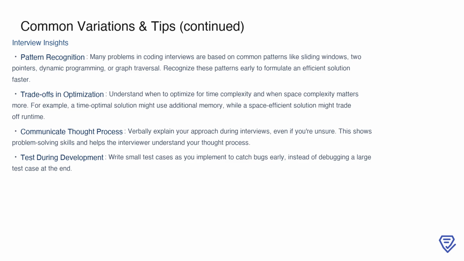It's also important to weigh trade-offs between time and space complexity. For example, some problems allow you to reduce runtime by using additional memory, while others might require optimizing for space efficiency even at the cost of a slightly slower runtime. During interviews, communicating your thought process is just as important as solving the problem itself. Even if you're unsure of the solution, explaining your approach shows your problem-solving skills and helps the interviewer follow your reasoning.